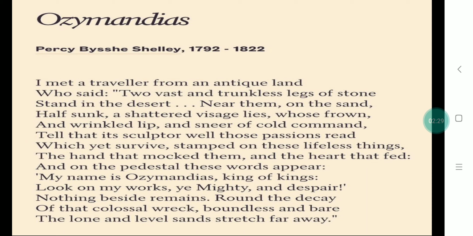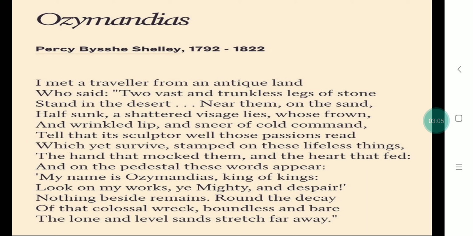I met a traveler from an antique land who said, "Two vast and trunkless legs of stone stand in the desert." So, in these lines, what is the poet telling? What is the speaker telling us? He is telling us that he met a traveler from an antique land. Antique land means from an ancient land, from an old land. He met a traveler. And what did that traveler say to him? He said that two vast and trunkless legs of stone stand in the desert.